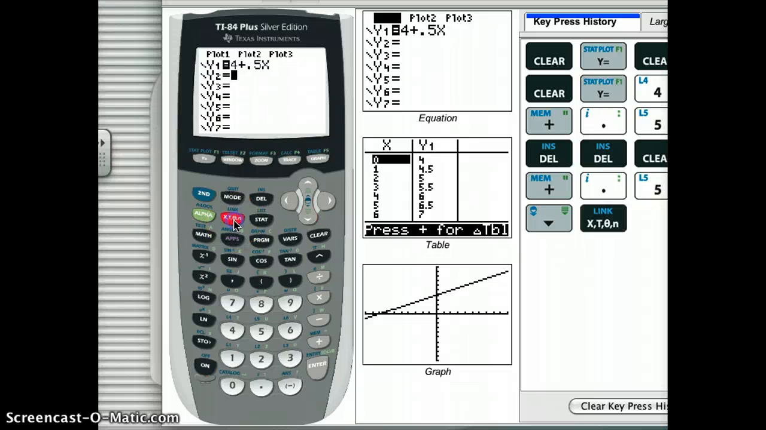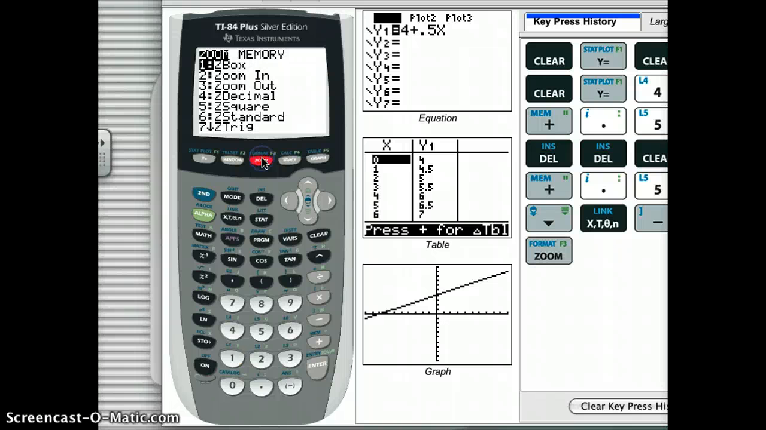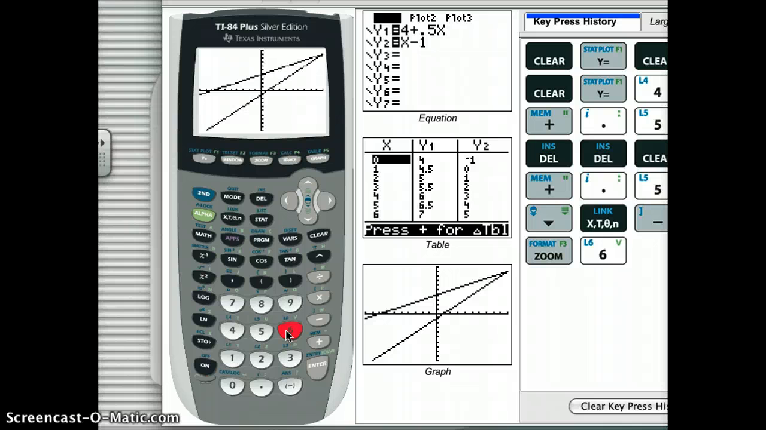Okay, so I'm going to do x minus 1. And I'm going to graph this. I recommend that you use the standard viewing window to graph it at first and then see if you need to change it. So I'm going to hit zoom 6, which is zoom standard. It goes from -10 to 10 in all axes.